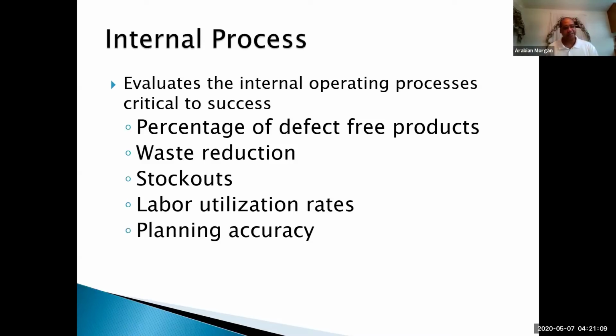Planning accuracy. So companies are looking at their budgets and they're evaluating how close their actual results were to their budget. So the budget is a planning phase for the company. They're comparing to see, well, how well did we meet our budgeted plans? And then they'll make adjustments going forward from there. Okay, so this is all part of the internal process perspective.